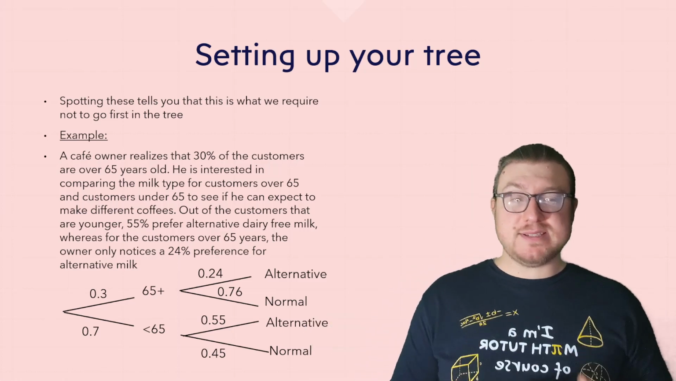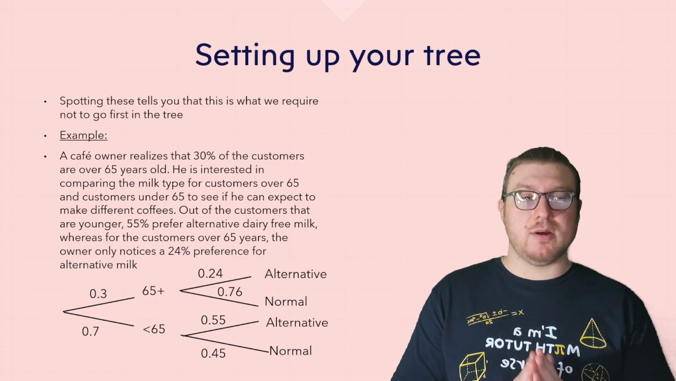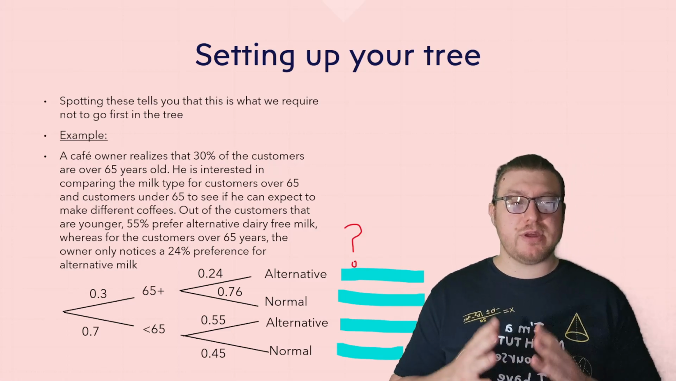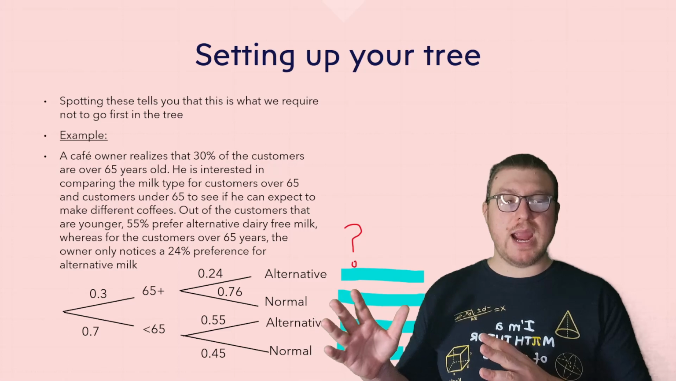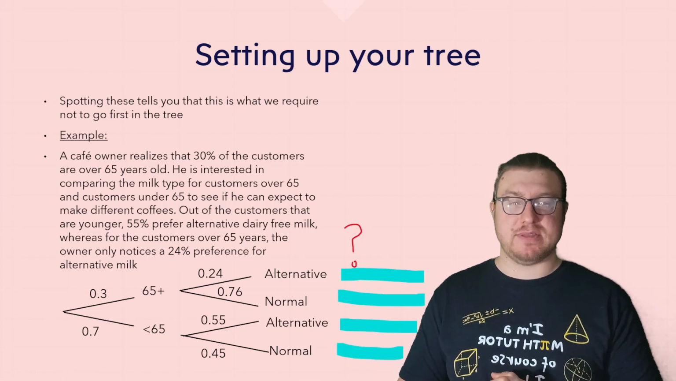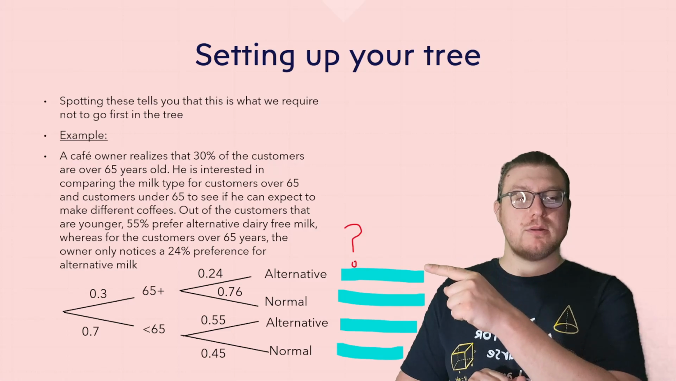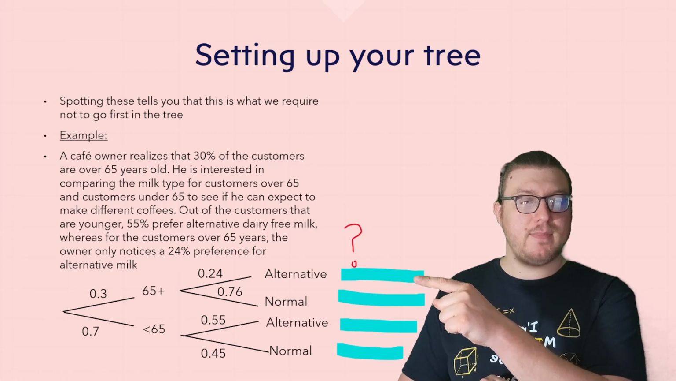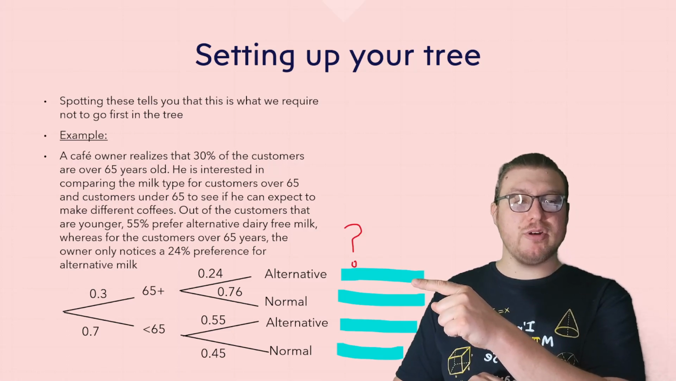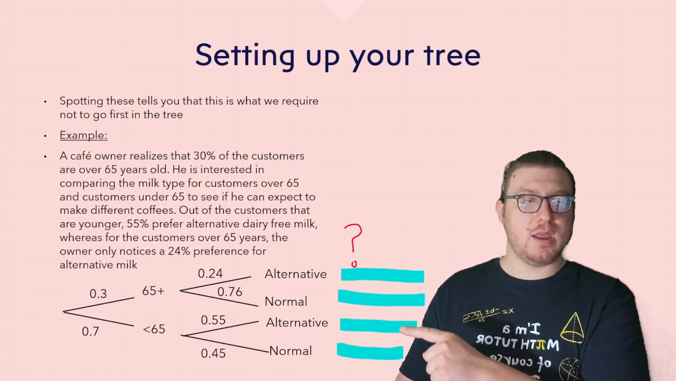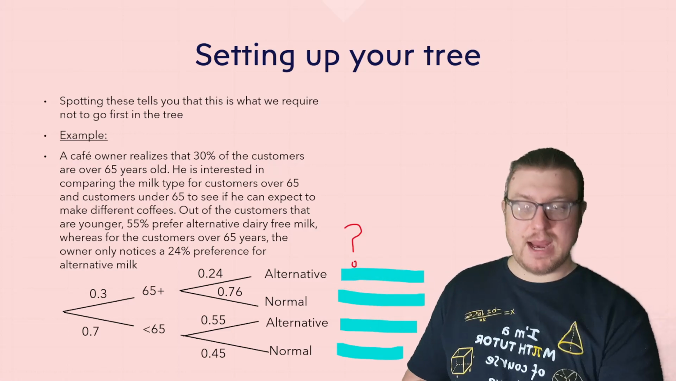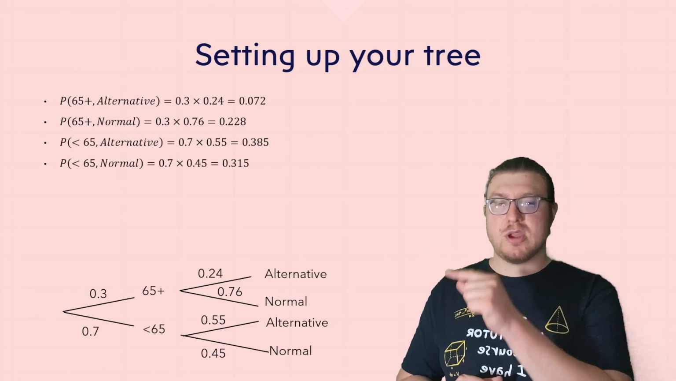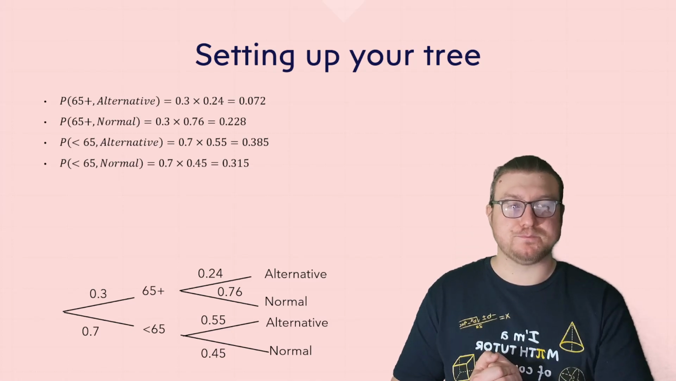Wait, this is what everyone does. They stop here. What do I recommend? I recommend that we continue with our third step. We want to have all of our outcomes at the end. Well, think about it. Pause the video if you have to. What is the outcome here? It's 65 and over and alternative milk. Go through each of them and make sure that you check that you have all of them, that you write them all down.